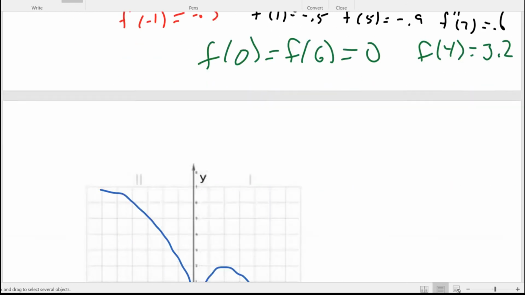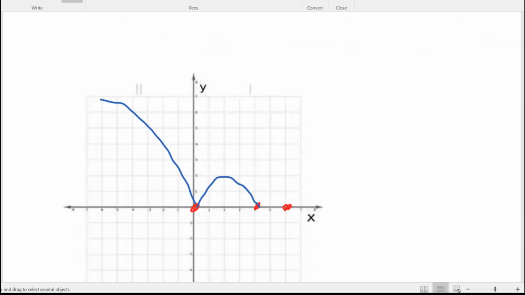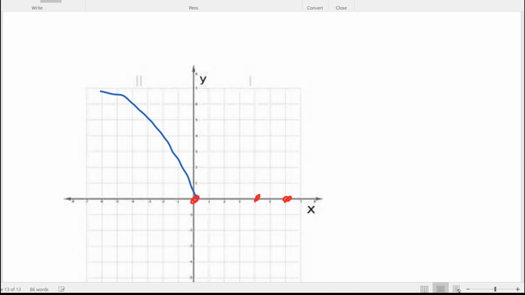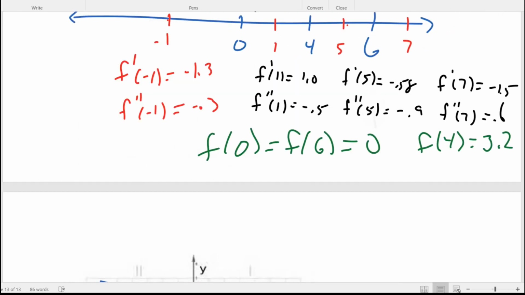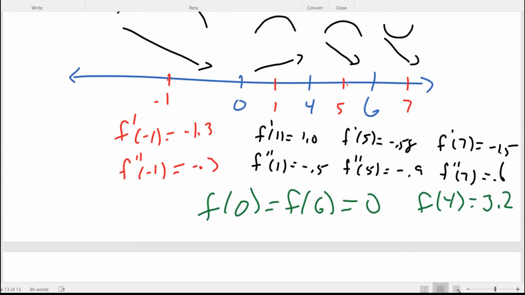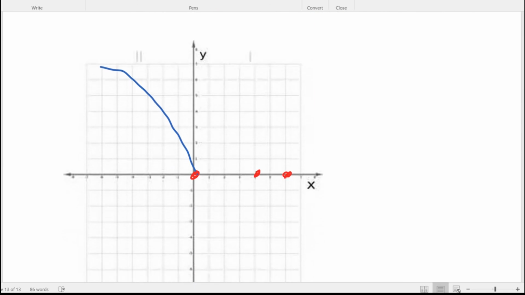I mean, wait a minute, hold on. From 0 to 4, it was increasing, concave down. Yeah, no, that was good. What am I thinking? So from 0 to 4, increasing, concave down. But at f of 4, it was... okay. f of 4 was 3.2. 1, 2, 3. So this point actually should have been up here.